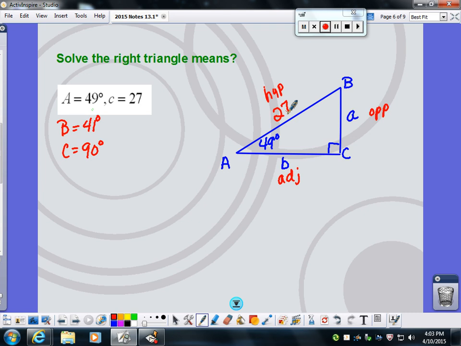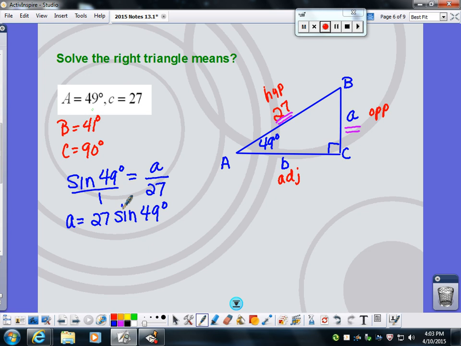So what trig ratio are we going to use? We've got A as opposite, and we've got the hypotenuse, so that means we want to use sine. So set it up. Sine of 49 degrees is equal to the opposite, which is our A, over our hypotenuse. We're solving for A. You can think of this as being like a proportion, cross multiply. So A is going to equal 27 times sine of 49 degrees.